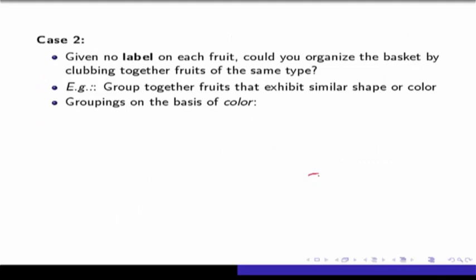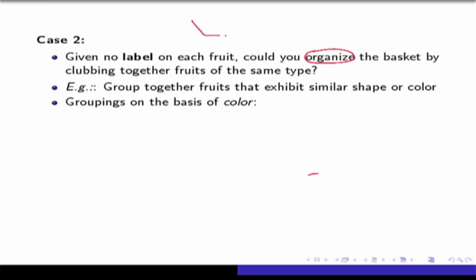We could also consider another case where you don't have training data. That is, you are not provided any label on each of the fruits. Now could you organize the basket? Please note the difference. We are not talking about labeling, but we are saying, can you organize the basket by clubbing together fruits of the same type?